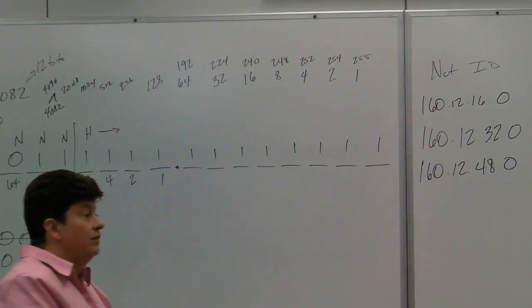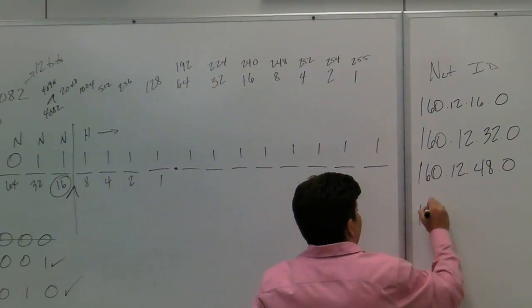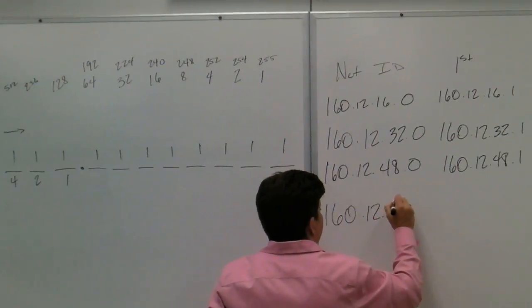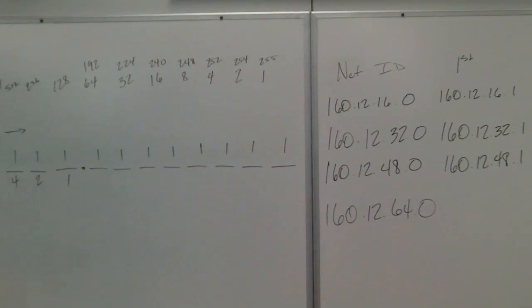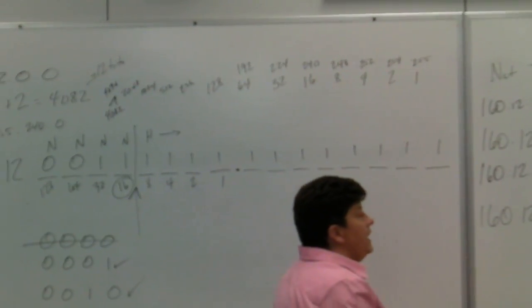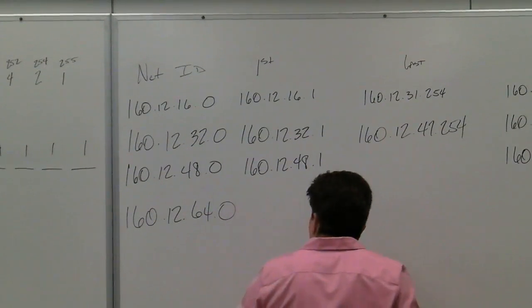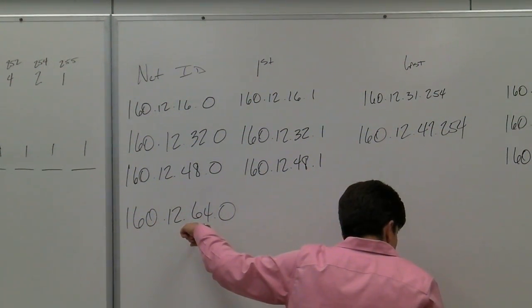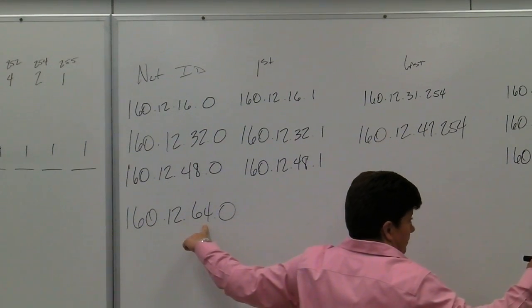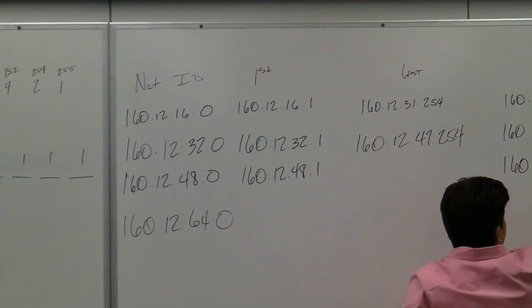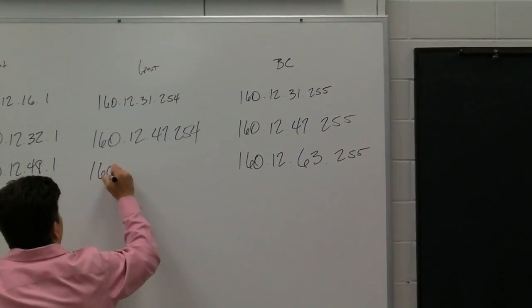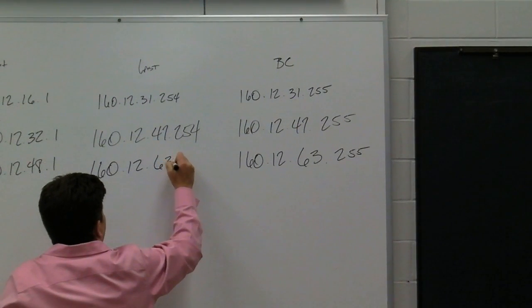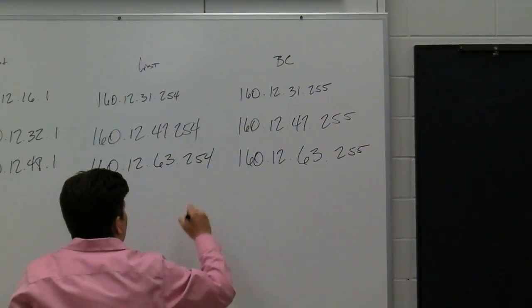64? Is that our guess? That's right. I know, math is hard. Calculators are on the computers in front of you. Okay? And now, if this is 64, subtract 1 from that, 63.255. 160.12.63.254.